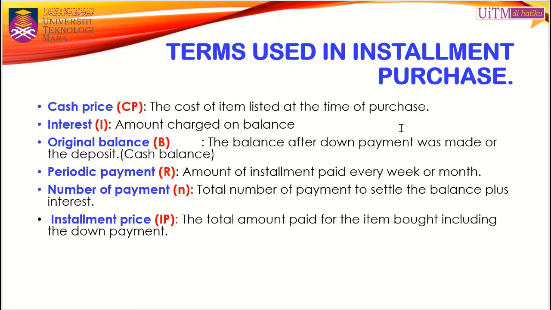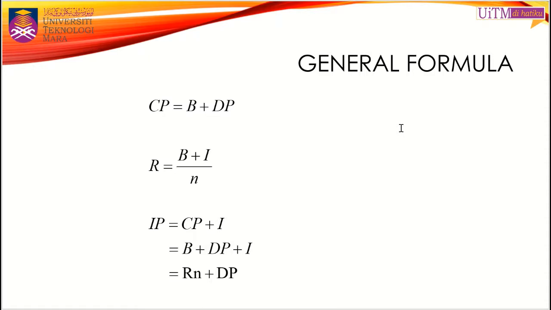The next slide gives you some relationships of all the terminologies that we have just discussed. For example, the cash price, that is CP, is equivalent to the balance plus the down payment paid. You can also find the periodic payment, either monthly or weekly, by using the formula B plus I divided by n, where B is the balance, I is the interest, and n is the total number of payments.